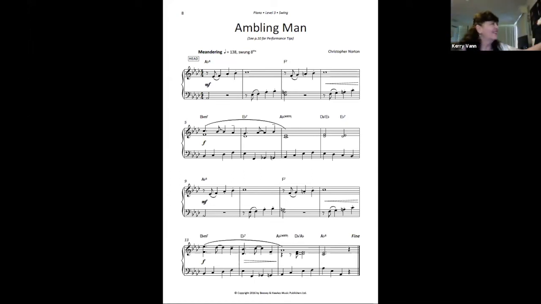Isn't that such a cool song? I love playing that song. Now, we have this for all different instruments. So there are so many options to use with this syllabus, which I think is really exciting.